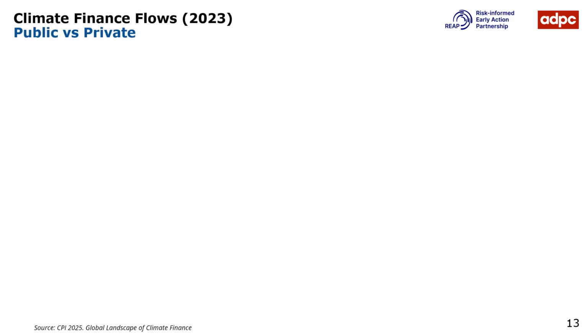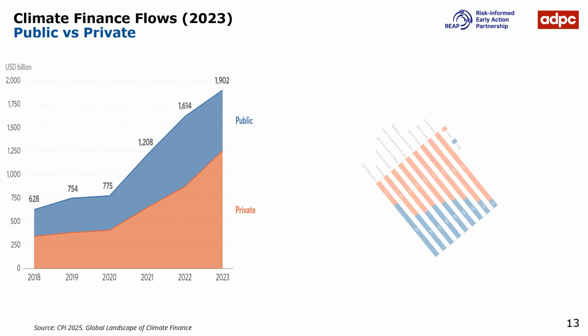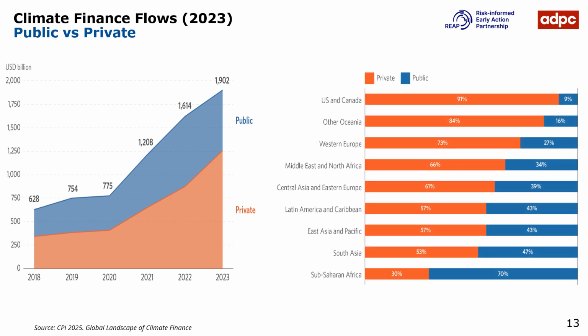This slide shifts from definitions to actual flows. It shows the public and private composition of climate finance in 2023. The key point is that global climate finance has grown, but its distribution remains uneven. Private finance often dominates in regions with mature markets and stronger investment environments. Public finance remains especially important in regions where risks are higher, markets are shallower, and investment conditions are more constrained.